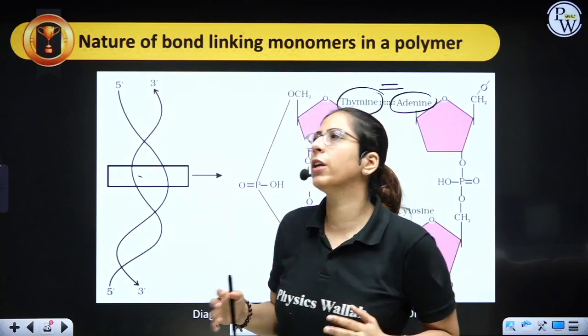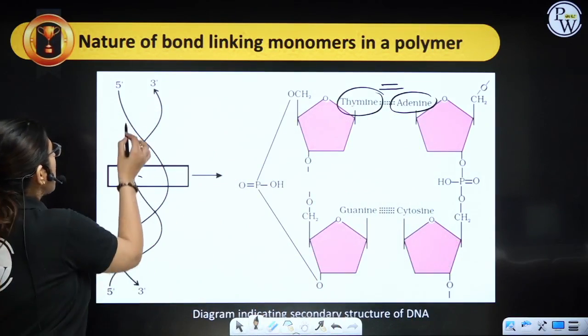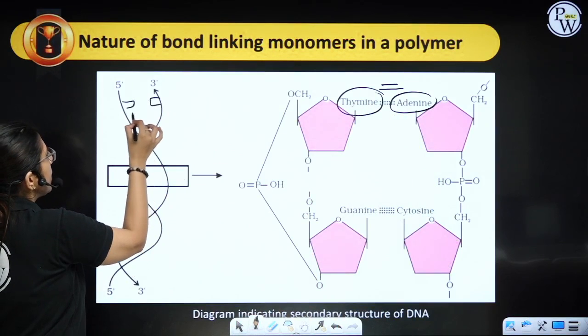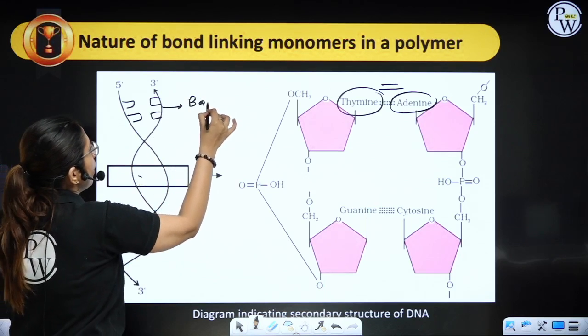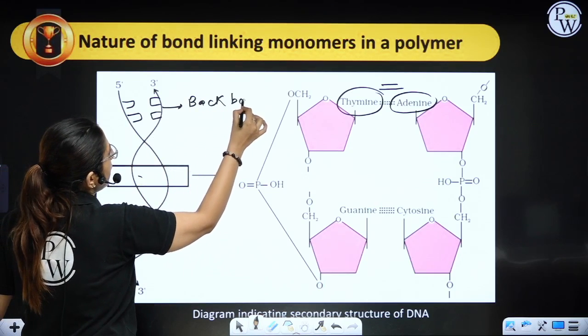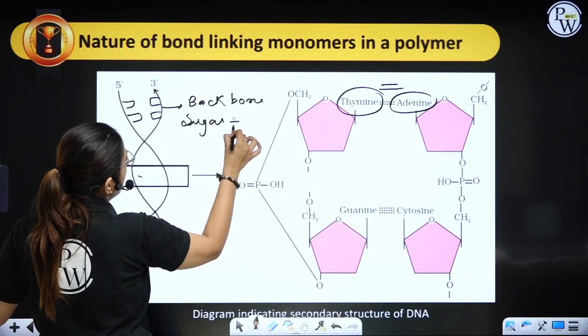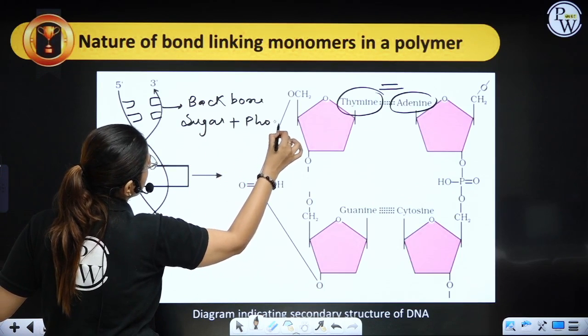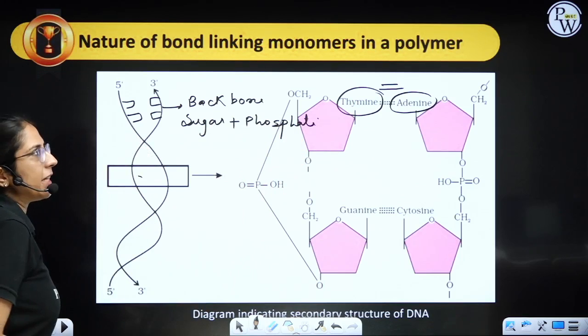So if we talk about the DNA backbone, see, there is a stacking structure present like this. This is how the bases are present. Bases will be present like this. So this is a backbone. The backbone is made up of sugar plus phosphate. The detailed structure we'll look at in class 12, the molecular basis of inheritance.